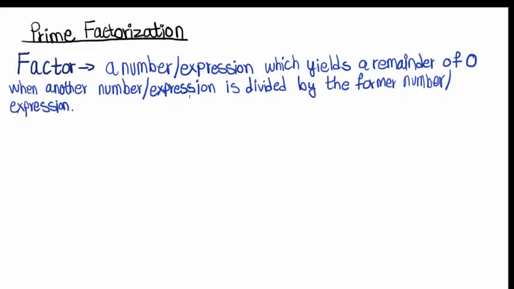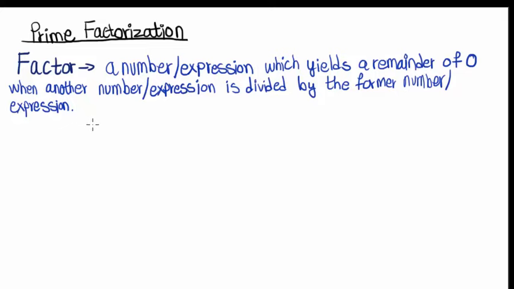Now before I begin going over prime factorization, I would first like to go over the definition of factor. Some number or some expression is known to be a factor in mathematics if, when you divide another number or another expression by the first number or the first expression, it will yield a remainder of 0. Later on in the video series, we might get to an expression being a factor, but that's for later on.